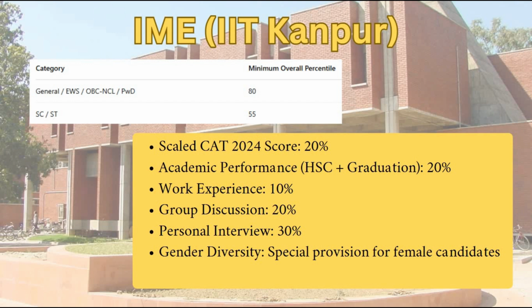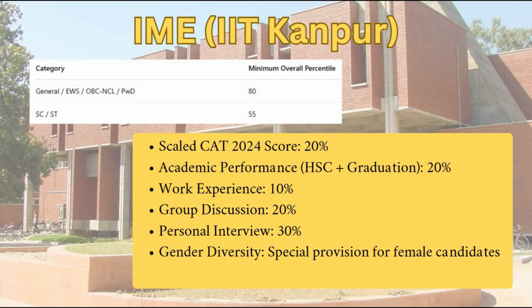Let's move ahead to IIT Kanpur, right? So the minimum overall percentile required for IIT Kanpur is 80 in case you are a General, EWS, OBC-NCL or PWD candidate. But if you have an SC or ST certificate, then you get a lot of relaxation here, as in you can apply even with a 55 percentile, which is a bare minimum, right?